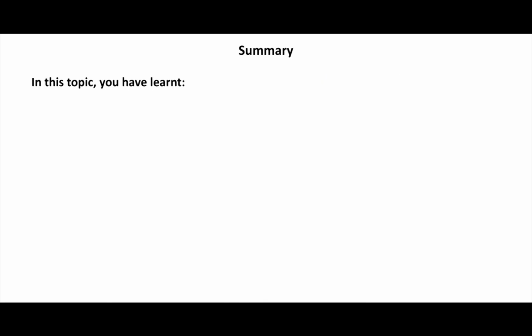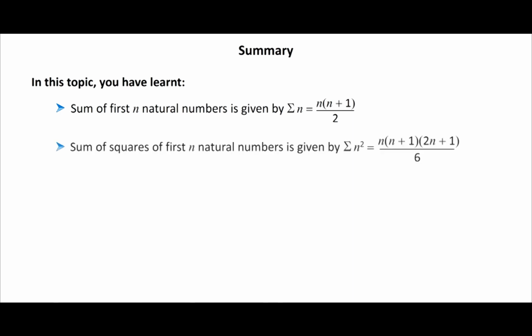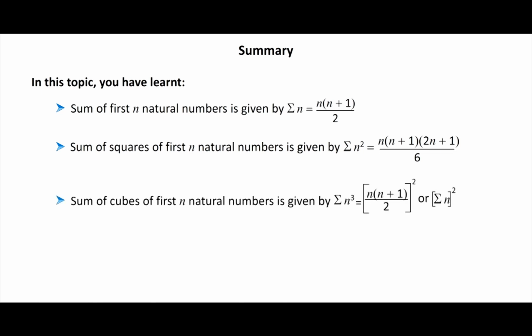In this topic, you have learnt the sum of the first n natural numbers is given by sigma n is equal to n into n plus 1 by 2. Sum of squares of first n natural numbers is given by sigma n squared is equal to n into n plus 1 into 2n plus 1 by 6. Sum of cubes of the first n natural numbers is given by sigma n cubed, which is equal to n into n plus 1 by 2, the whole squared, or sigma n the whole squared.